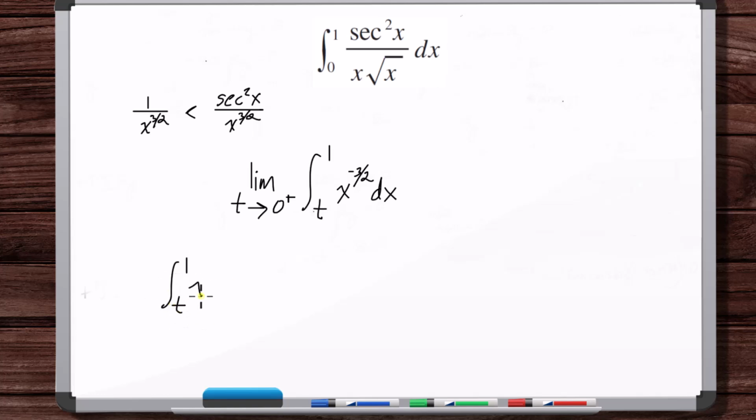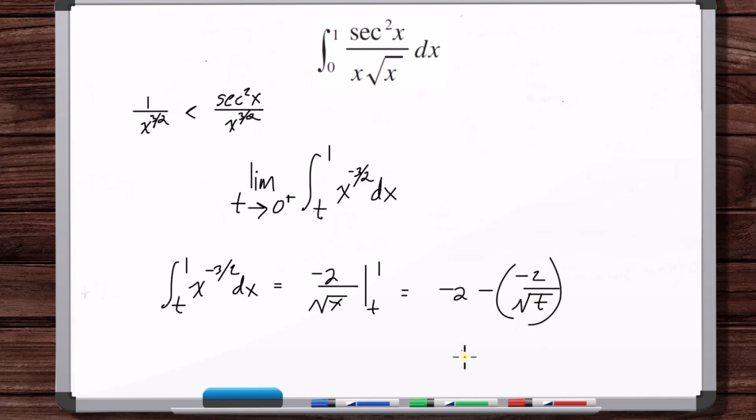So this integral: minus 3/2 plus 1 is minus 1/2. X to the minus 1/2 over minus 1/2. Okay, so we've got minus 2 minus 2. So this is 2 over root t minus 2. Okay, so we can take out a 2.